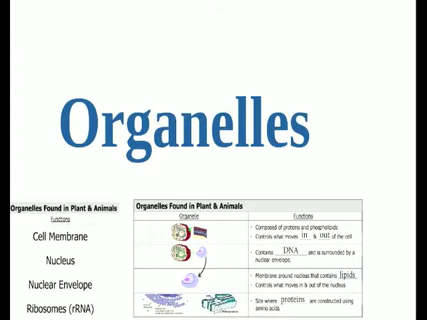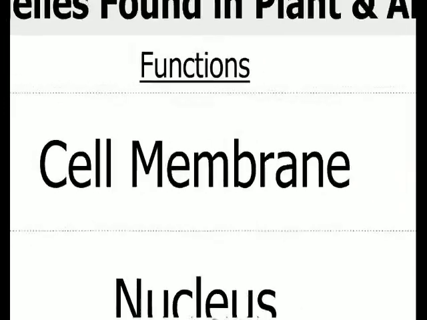Organelles are pretty much little organs inside of the cell. They're sort of little compartments that the cell has. Each one has its own job. We've already looked at what they look like, so now we're going to look at what their functions are. The first one we're going to look at is the cell membrane.